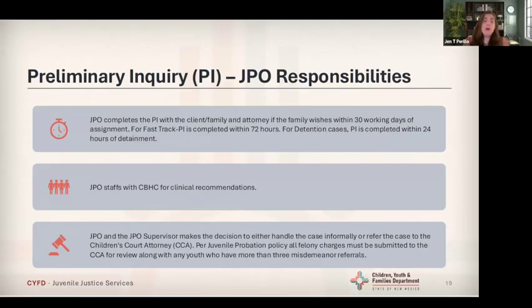The juvenile probation officer and supervisor will then make a decision about whether this particular case will be handled informally or whether it will be formally referred to the children's court attorney. All felony charges do get submitted to the children's court attorney, as well as any youth who have more than 3 misdemeanor referrals within 2 years.